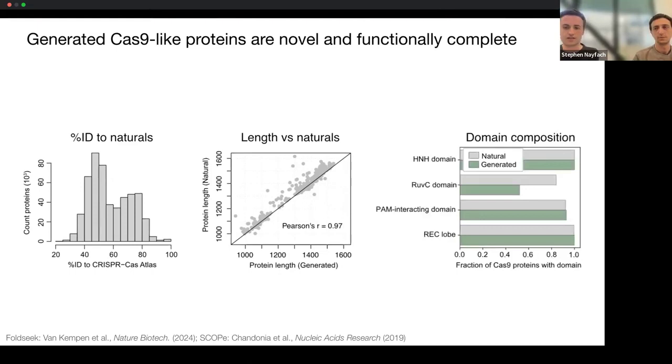And then finally, we can turn again to structure prediction and predict structures for these generated Cas proteins and actually check if they have all the domains that a Cas9-like protein needs. So we did this and we looked for HNH domains, RuvC domains, PAM interacting domains, and recognition lobes. And we found that the majority of generated proteins had all of these separate domains, which gives us confidence that these might be able to function as gene editors.